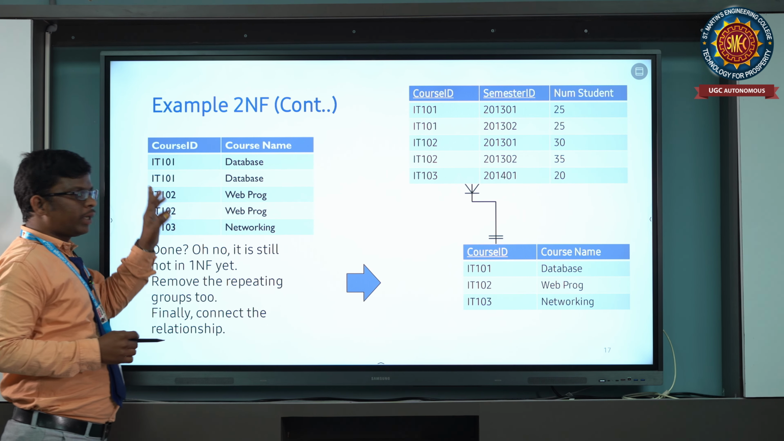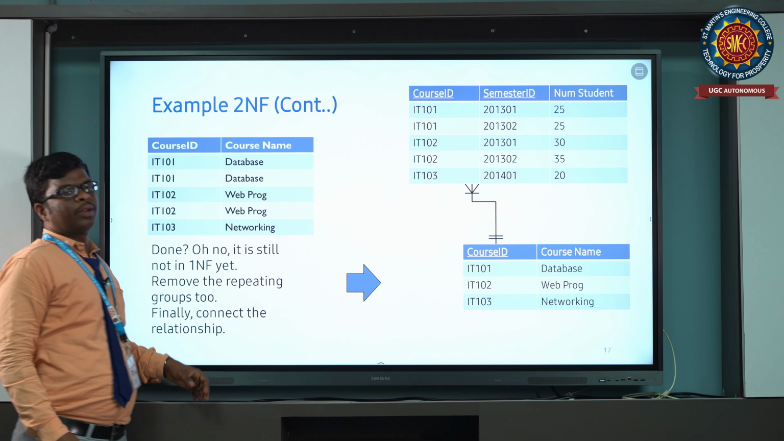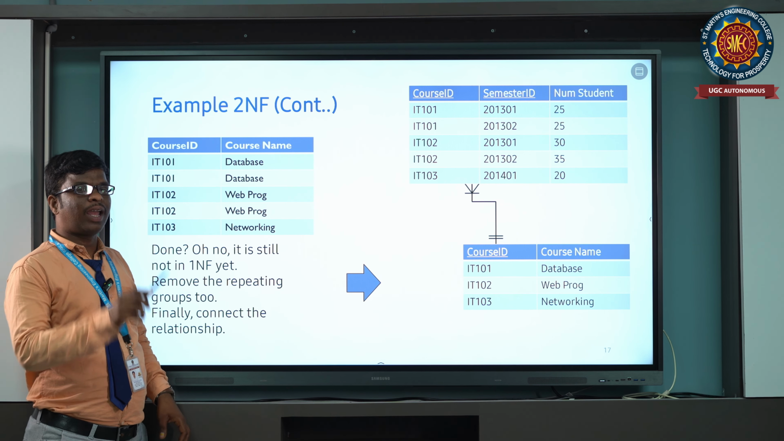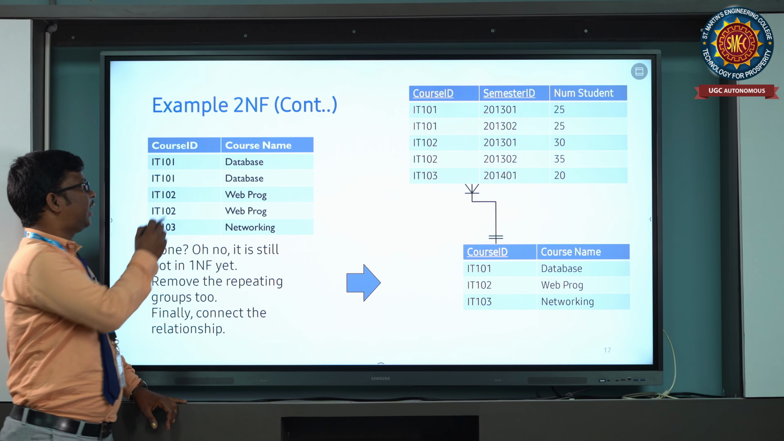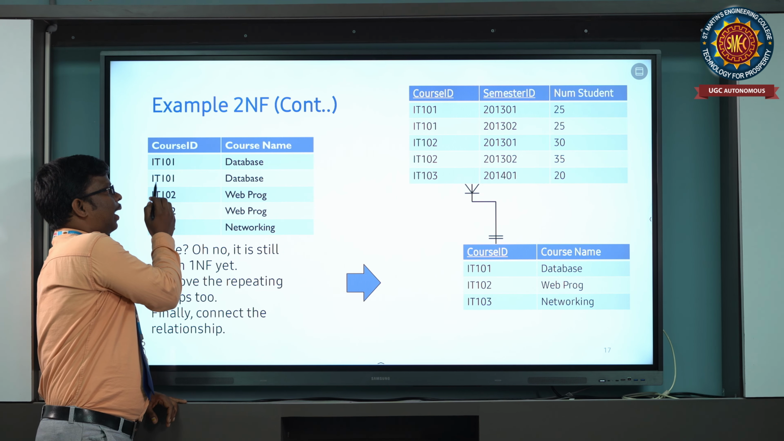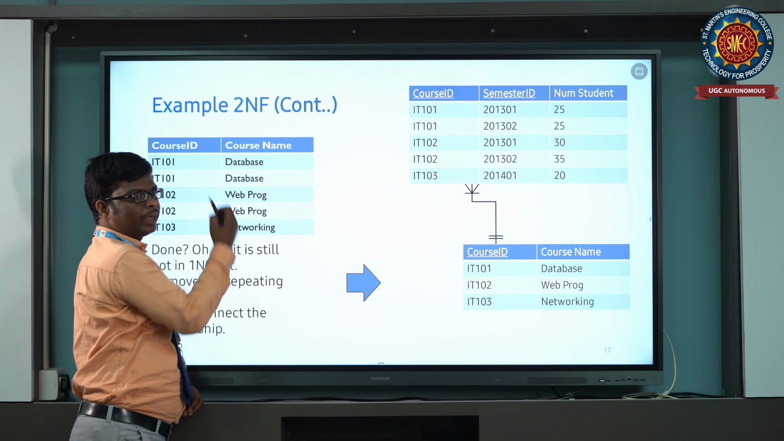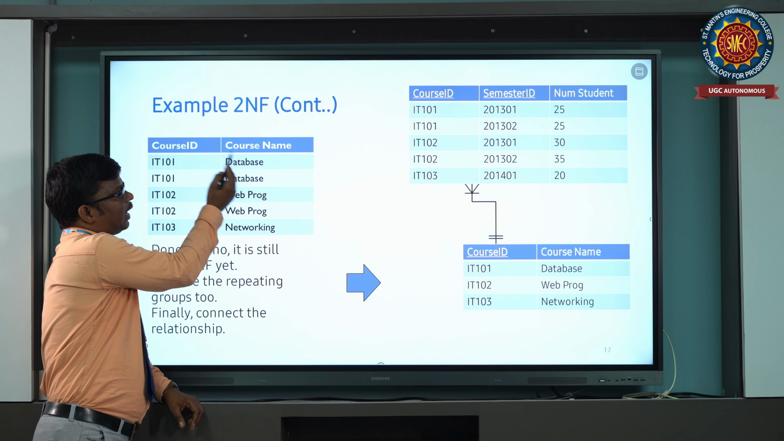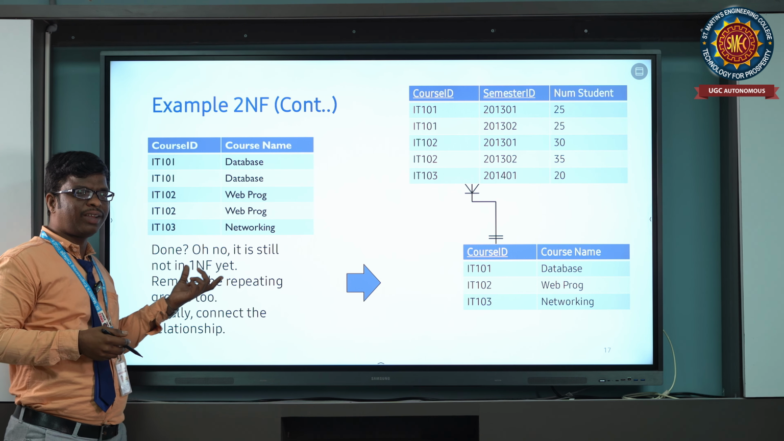One mistake is there. You can observe it is still not in first normal form. Why? Because multiple values are inserted in this course ID. Check here, IT101 is repeated two times. That is the database course, and the first attribute and second attribute have multiple values there. So it does not satisfy the first normal form.